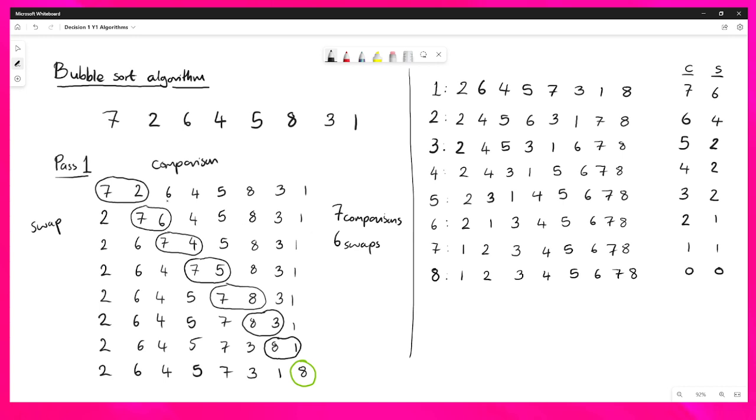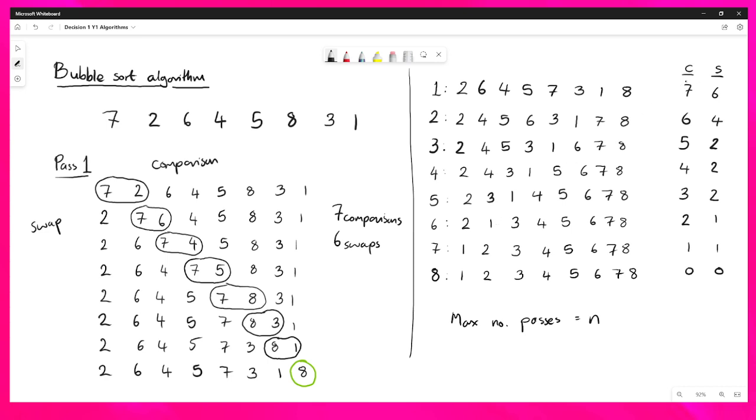So hopefully you can see that we had 8 numbers. The maximum number of passes that you're going to have to do is n. So the maximum number of passes you're ever going to have to do for a bubble sort algorithm is the same number as the number of numbers. If it's a huge list, like 10 or 12 numbers, you're not going to do 10 or 12 passes. They're not going to get you to do that.